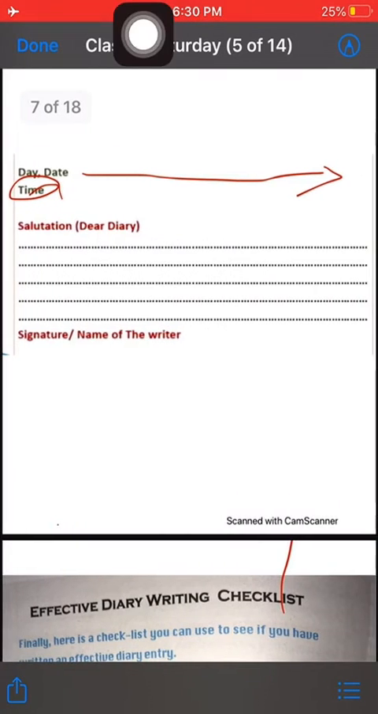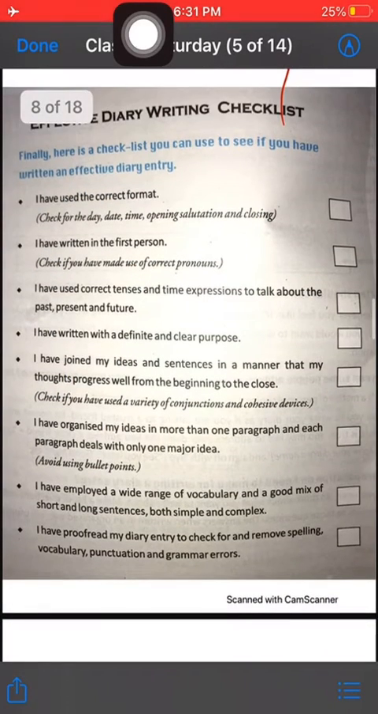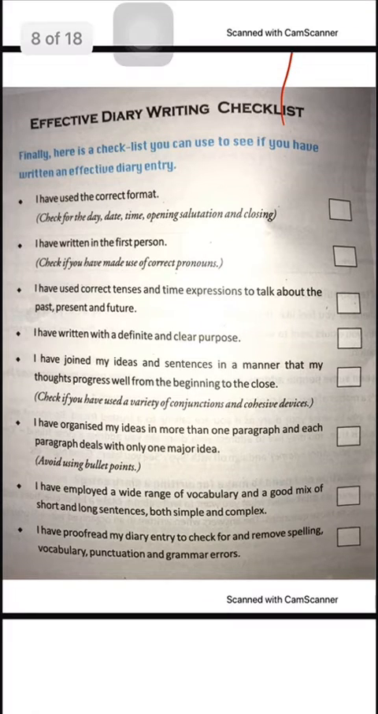Here I am showing you some effective checklist also, that after writing a diary, how could you check yourself whether you have written it right or wrong. The first thing you will check is whether you have used the correct format or not, like your day, date, time, and opening, salutation, and closing, that should be correct. And one thing more, the time should not be written in the morning. Okay, in the diary entry, the timing is always of evening.